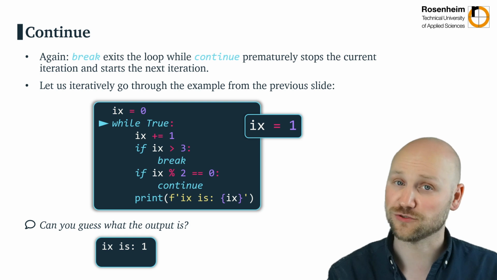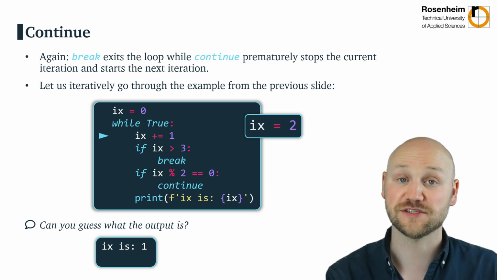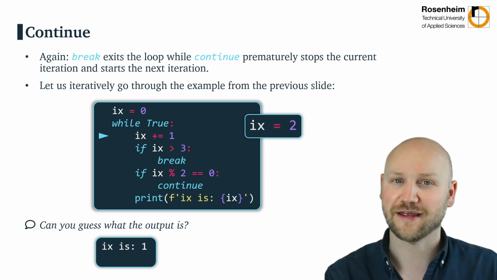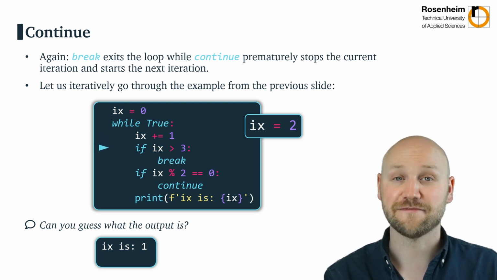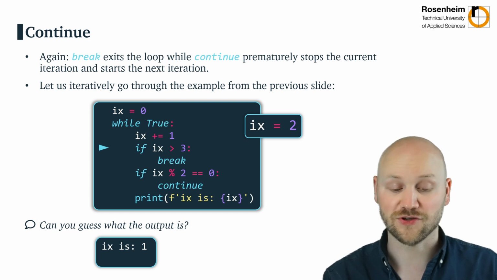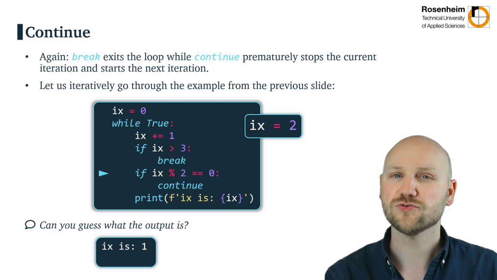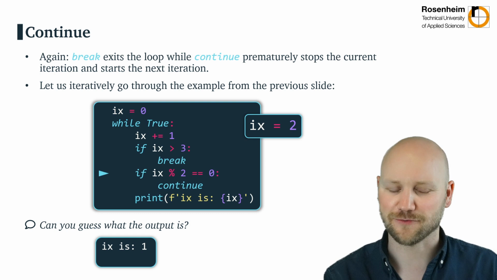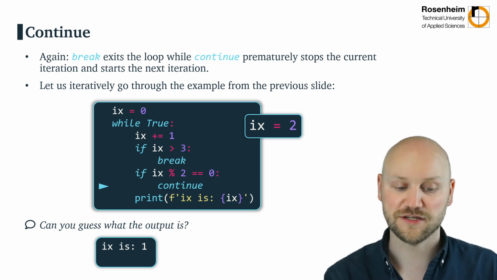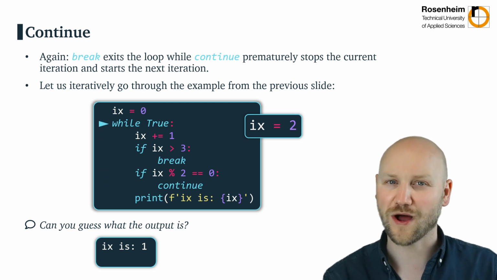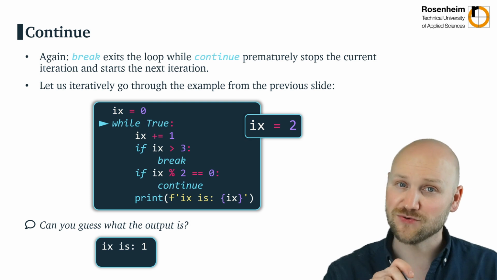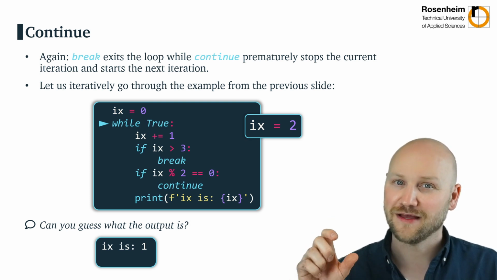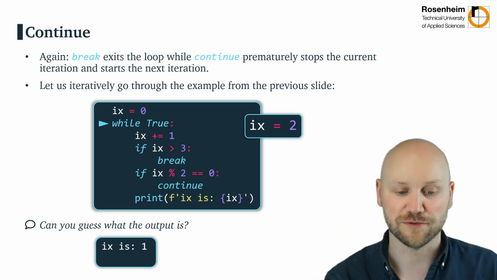Going back to the while true condition, it's of course still true. Then we are adding +1 to ix. We're having 2 now. The if ix greater than 3 condition is not true. But the modulo 2 condition now is true. So what happens here? We are going to execute the body of that if condition, continue, and then we are going back to the while true. We are not executing the print function. Again, continue is prematurely stopping the current iteration of a loop.